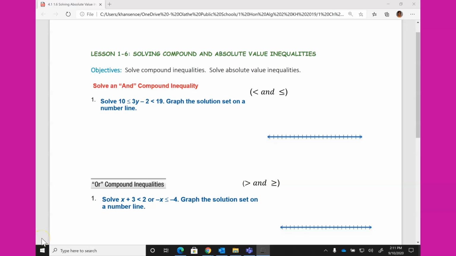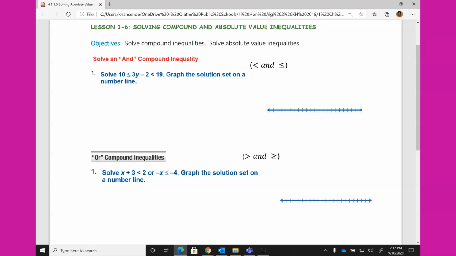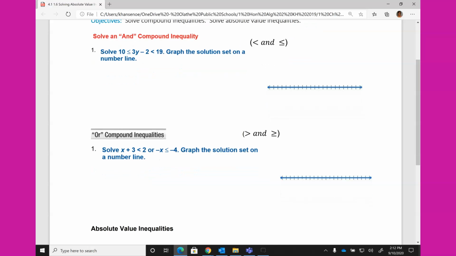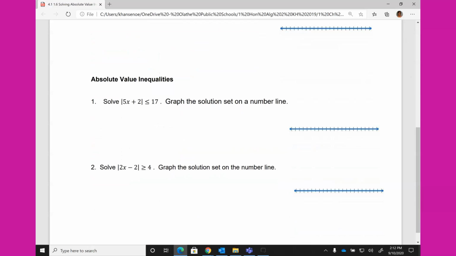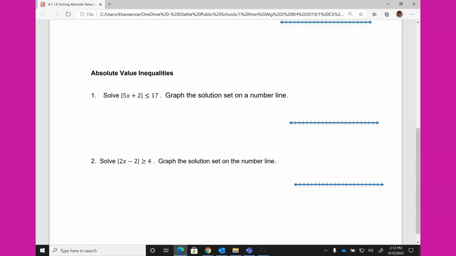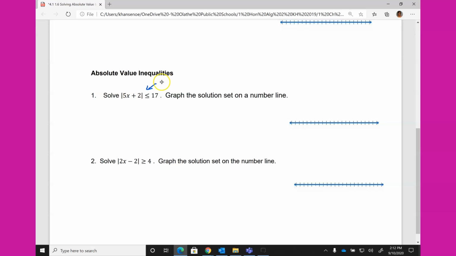All right, so remember, we have been talking about absolute value and inequalities. This says compound inequalities that we're learning this too, but I already taught you that a couple days ago. So I'm going to skip that and go down to absolute value. I'm showing you two problems. Remember, this is a less than problem right here. If it's less than, remember that this is an and problem.